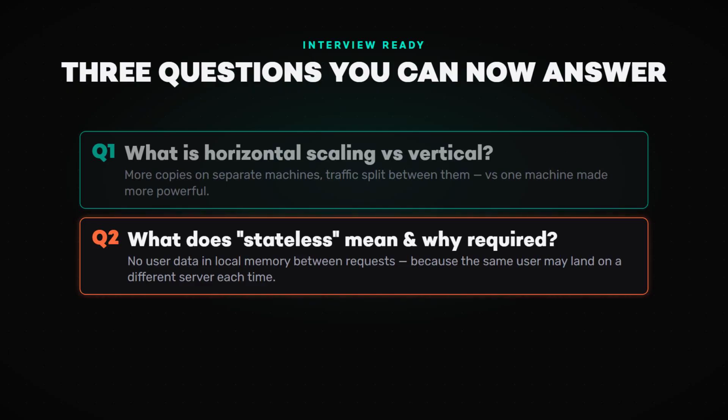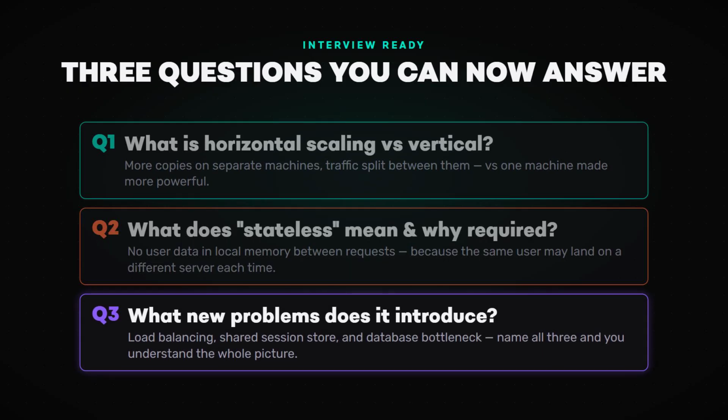Question 2. What does it mean for an application to be stateless? Why does horizontal scaling require it? A stateless application does not store any user-specific data in the server's local memory between requests. Every request contains all the information the server needs to respond, and the server does not remember anything after the response is sent. Horizontal scaling requires this because requests from the same user may land on a different server each time.